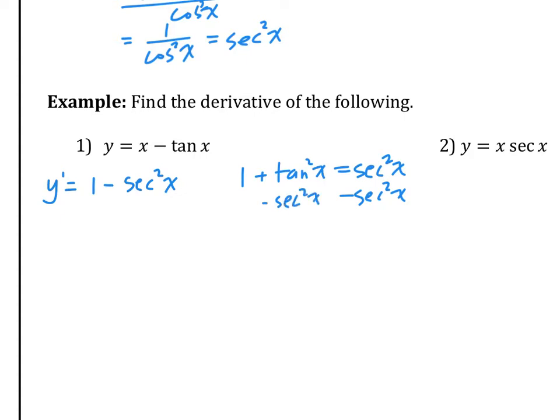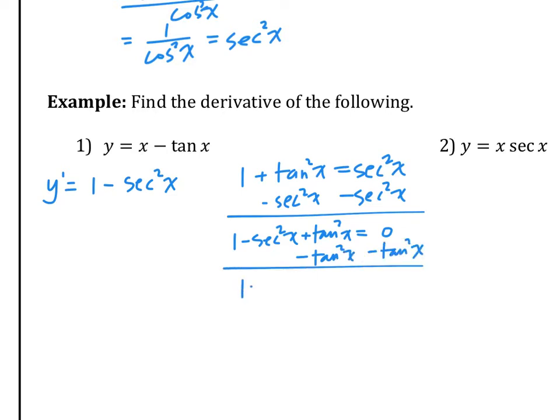or on both sides. And then 1 minus secant squared plus tangent squared is 0. And then if we move that tangent squared over, then 1 minus secant squared is minus tangent squared. So this is really minus tangent squared. So it's another way to go a little farther to simplify.